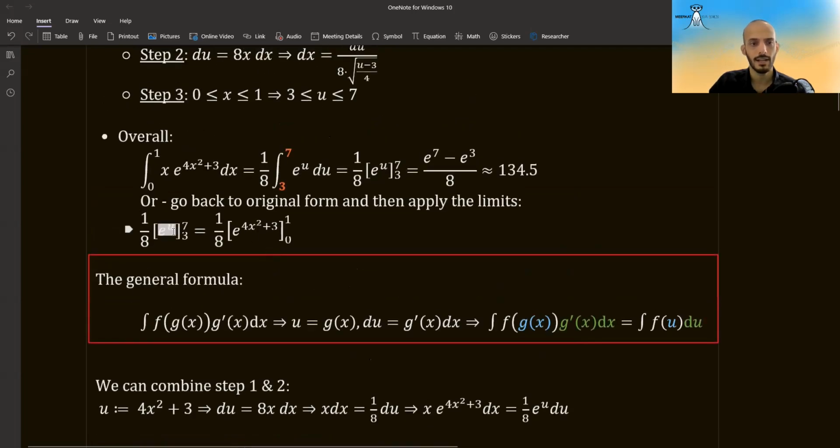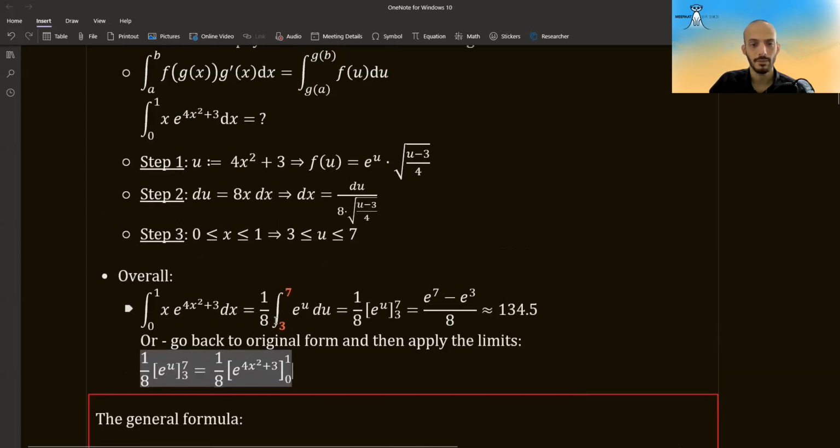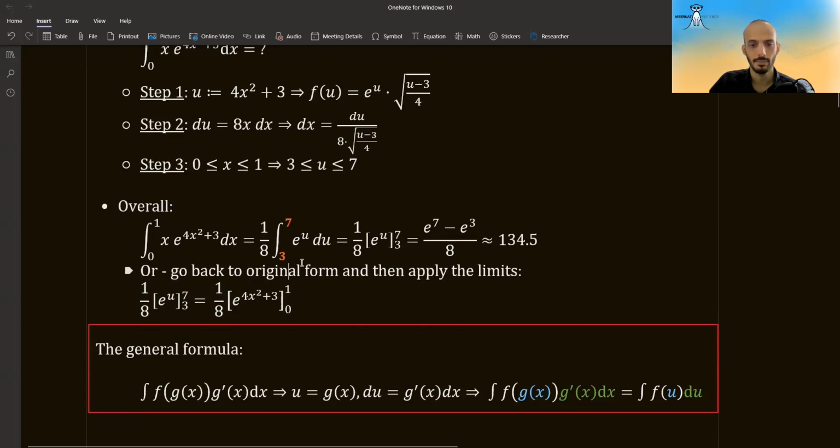Or we can also go back to the original form and then apply the limit. So e to the power of u is equal back to this, and then we go back to the same limits of integration that we had before. So both ways are possible.